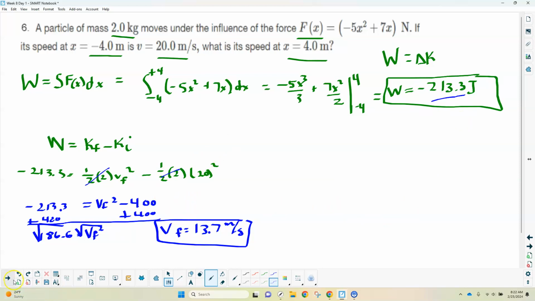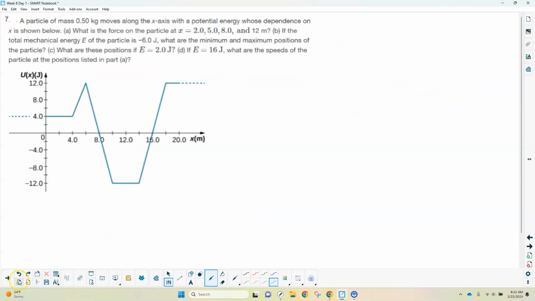All right, last one is one that's based on a graph. It says a particle of 0.5 kilograms moves along the x-axis with a potential energy whose dependence on x is shown below. So this is the weird function that it is based on. It says, what is the force on the particle at x equal to 2, 5, 8, and 12 meters. So we need to figure out how we get force from the potential energy graph or function.